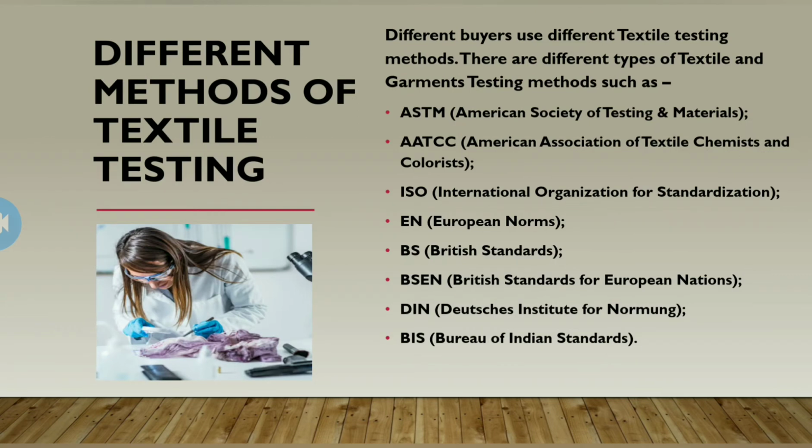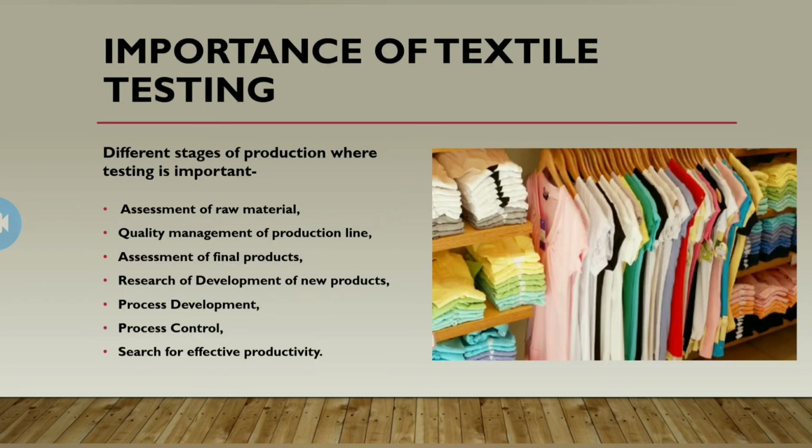Different methods of textile testing. Different buyers use different textile testing methods. There are different types of textile and garment testing methods such as American Society for Testing and Materials, American Association of Textile Chemists and Colorists, International Organization for Standardization, European Norms, British Standards, and Bureau of Indian Standards.